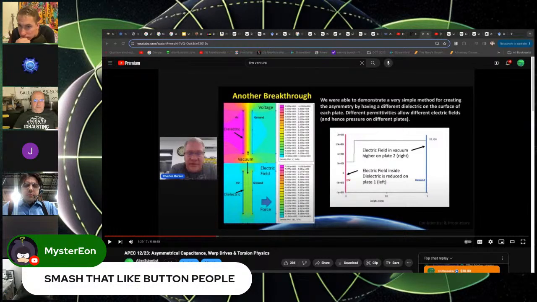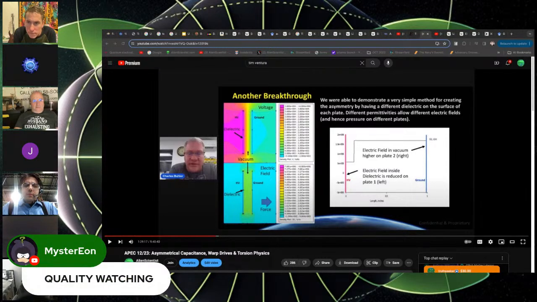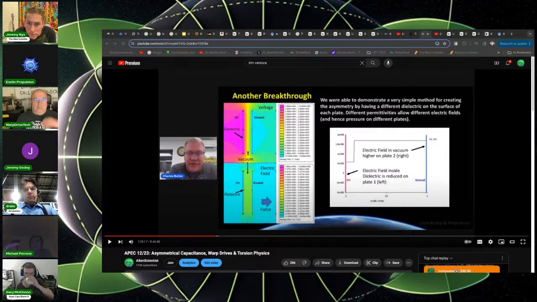But anyway, to this graph here, I just want to make a quick point. They say the electric field in vacuum is higher on plate 2 and lower on plate 1, but at the interface between the dielectrics in this capacitor they're showing here, where the electric field drops suddenly, there's a force on the dielectric surface between the plates, which equilibrates the force at the two plates themselves. So the three forces cancel out. So I don't know what they're talking about with this breakthrough here. But besides the electret, I don't know.